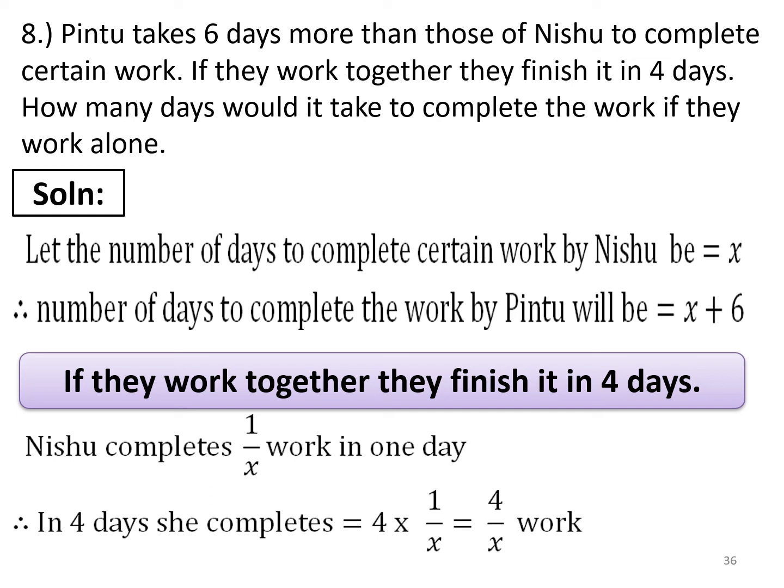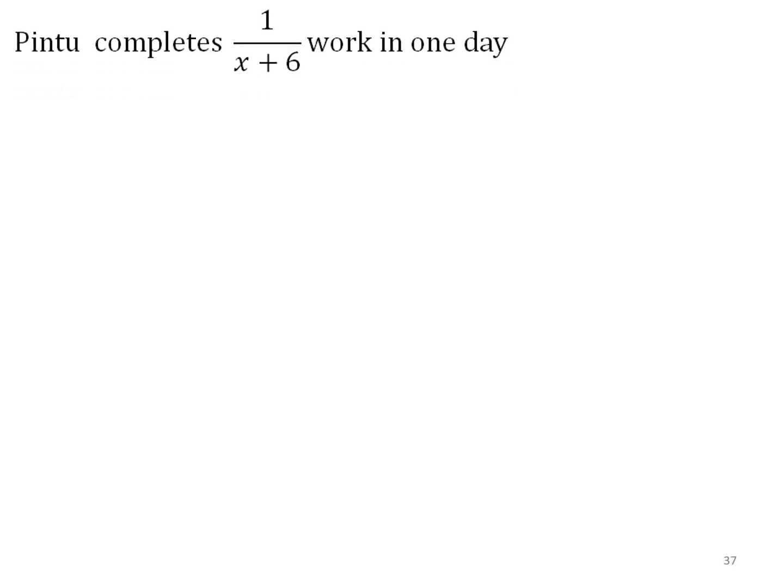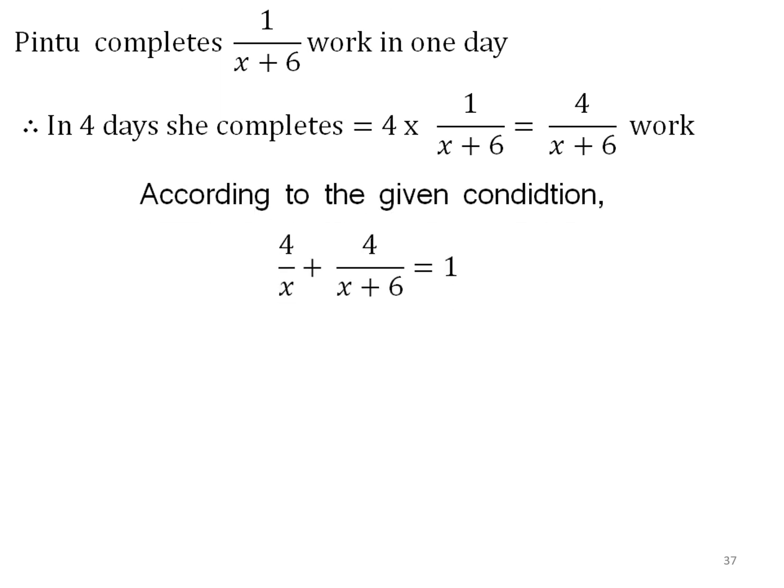Similarly, Pintu is completing 1 upon x plus 6 work in 1 day. So in 4 days, she will complete 4 upon x plus 6 work. Now the condition given is that when they work together, they complete the work. So 4 upon x plus 4 upon x plus 6 is equal to 1.